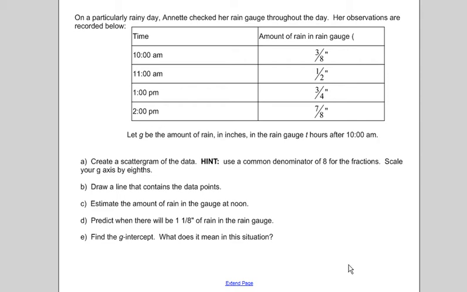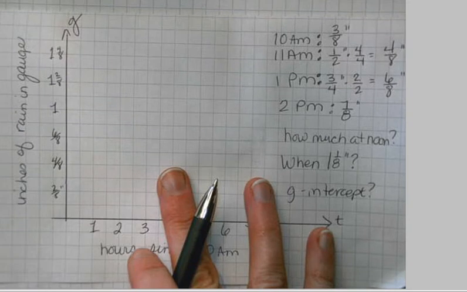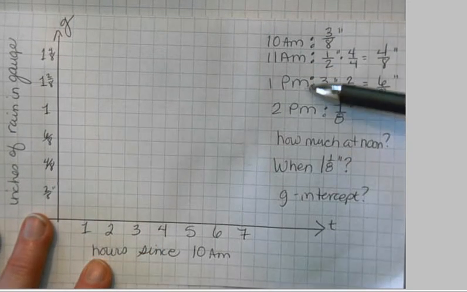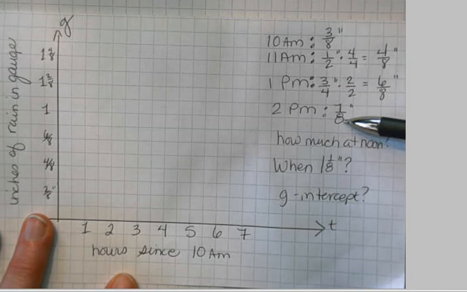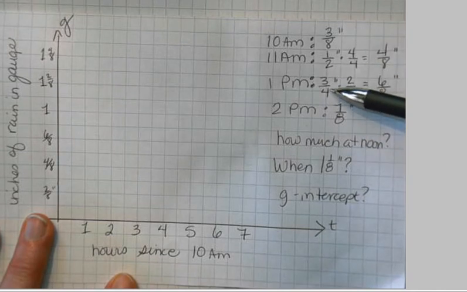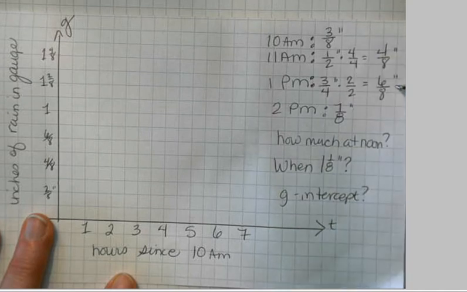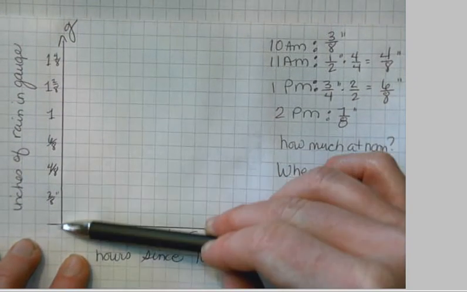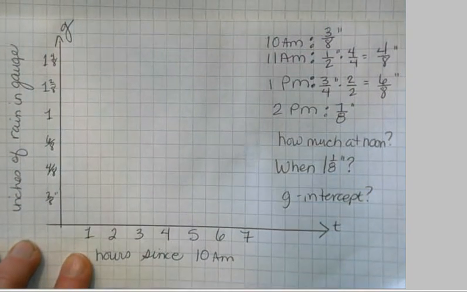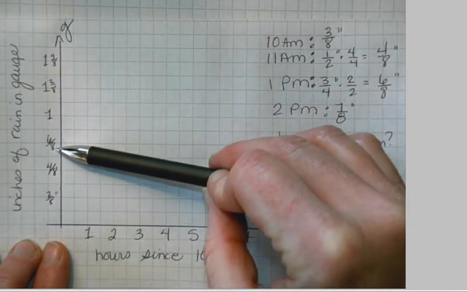So let's go ahead onto a piece of graph paper here and see how this is going to play out. Notice that I've already done some work here. I've written down each of the times that we were given in the original table, and I wrote down how many inches were recorded. And then the ones that do not have an 8 denominator yet, I built those fractions so they all have an 8 denominator now. That allowed me, when I came over to do my axes on my graph, to scale my g-axis by 8ths.